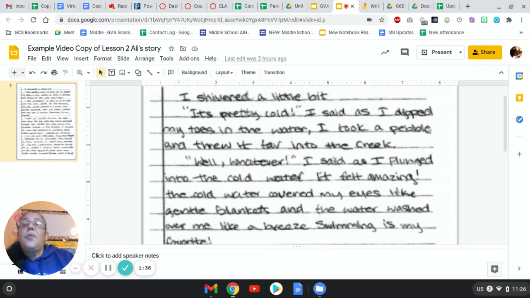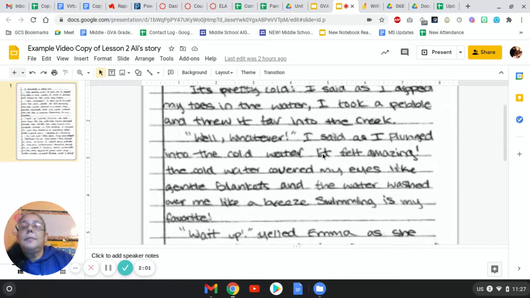So it starts off with, I shivered a little bit. It's pretty cold, I said as I dipped my toes in the water. I took a pebble and threw it far into the creek. Well, whatever, I said as I plunged into the cold water. It felt amazing. The cold water covered my eyes like a gentle blanket, and the water washed over me like a breeze. Swimming is my favorite.